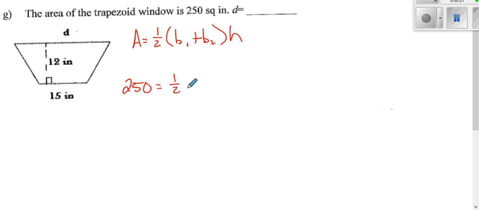I've got this 1/2. Base 1 is 15. Base 2 I do not have, but the height I do have. So I have all of the variables except for one, so I should be able to solve for it. By the way, very quickly here, it does not matter what order you multiply.